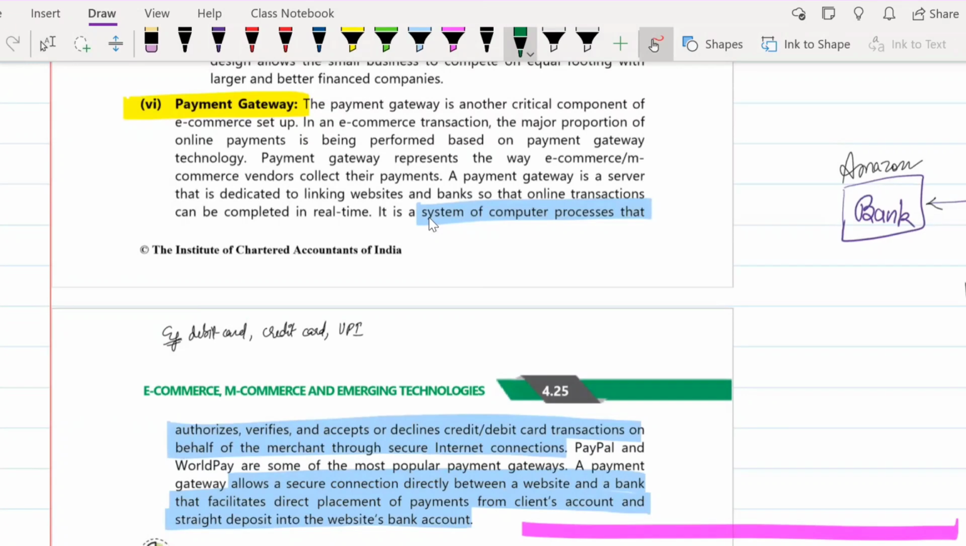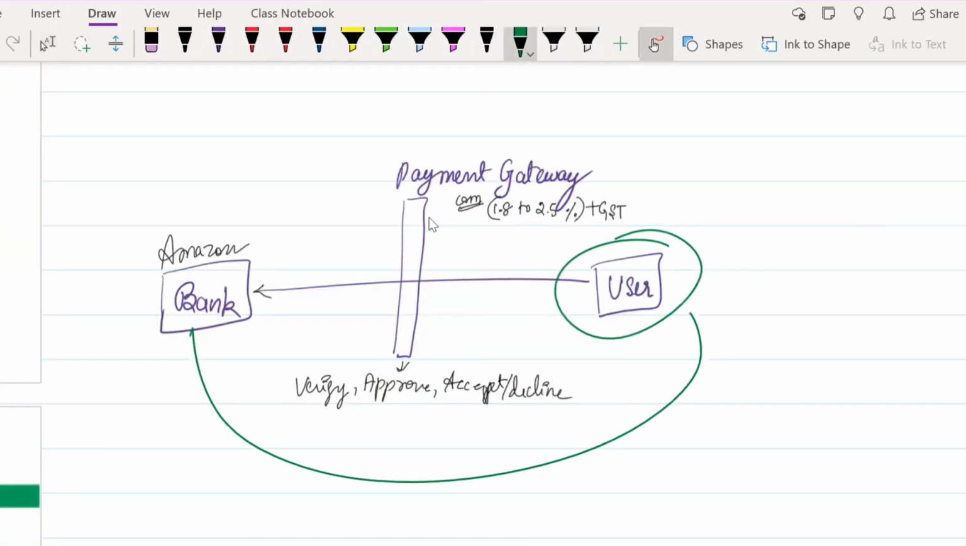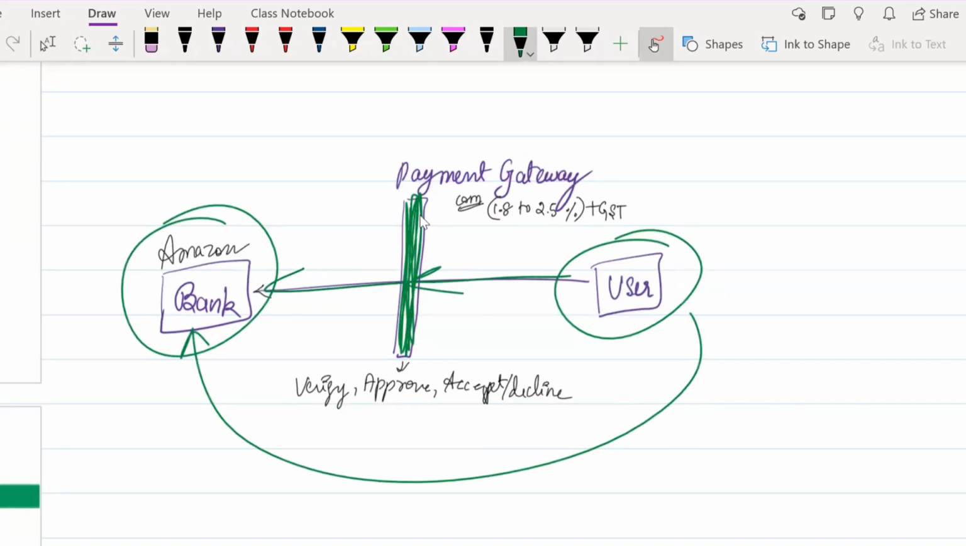So here, as you all know, there is a user, and if he has to make a payment to the bank of Amazon, okay, has to make payment to Amazon. Here the money will not directly travel to Amazon. In between, there will be a payment gateway through which the money will pass and then go to Amazon. So for payment gateway providers, for example, you would have heard of CC Avenue. Okay, this is one of the most common examples.